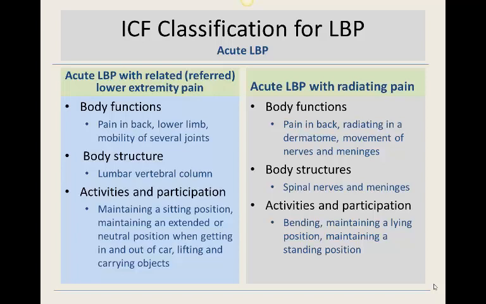The next one, acute low back pain with radiating pain, involves pain in the back, radiating in a dermatome, and involves movement of the nerves and meninges. So a nerve root compression or nerve root problem is most likely associated with acute low back pain with radiating pain. Activities and participation may have difficulty with bending, maintaining a lying position, or maintaining a standing position. This classification may be similar to a directional preference category or possibly a traction category.